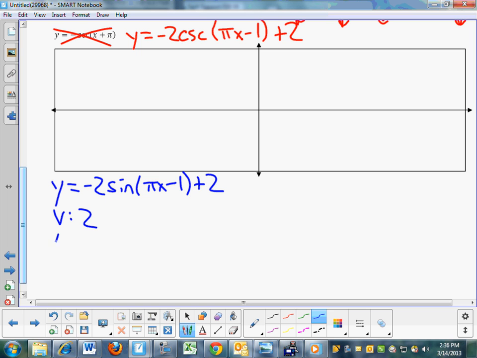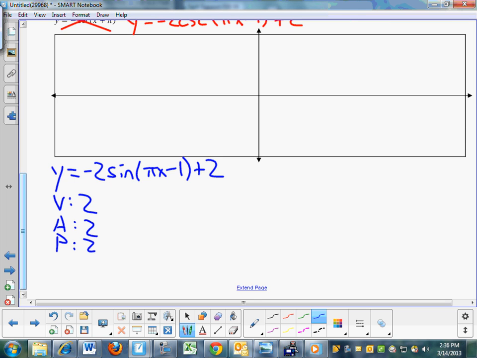2. What's the amplitude? 2. Period. 2. It's kind of fun. And then the horizontal shift. 1 over pi. Good, which is about 0.3.